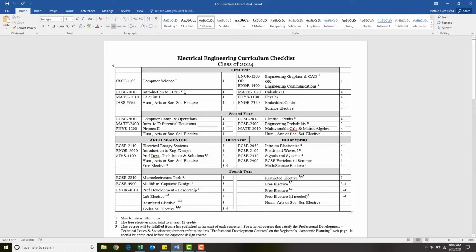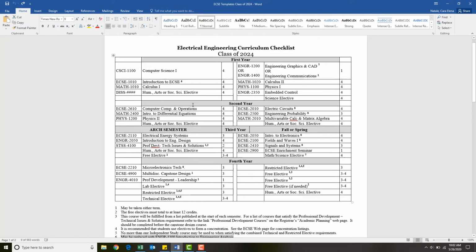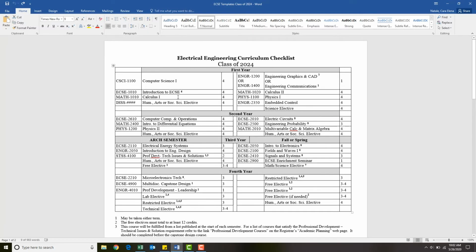Also, you could always take Introduction to Engineering Analysis. The electrical engineering department does accept it. As you can see here, there's footnote number 6, and it shows they will accept IEA, Intro to Engineering Analysis. So when in doubt, that's always a safe bet.